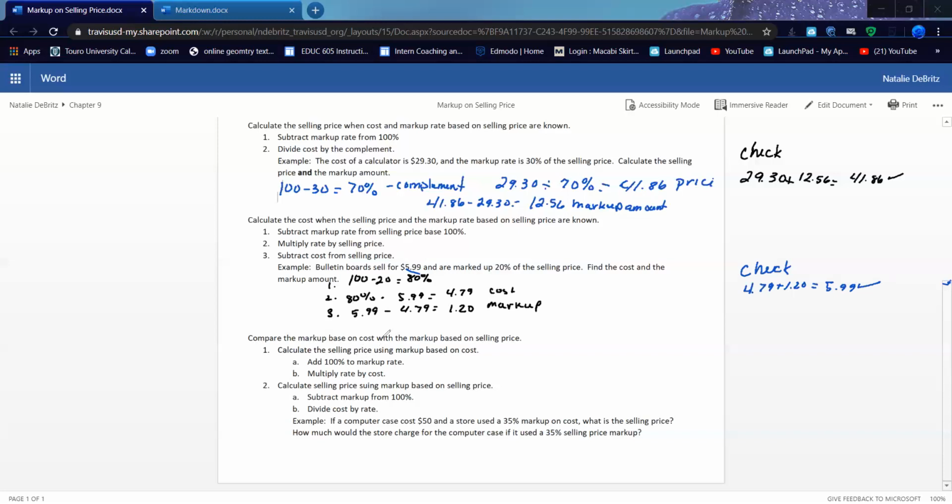All right, so the last thing we're going to do is compare the markup based on cost with the markup based on selling price. So first we have to calculate the selling price using the markup based on cost. Then we have to calculate the selling price using the markup based on selling price. Here's our example. If a computer case costs $50 and a store used a 35% markup on cost, what's the selling price? So first thing we're going to do is take 100% and add it to the markup.